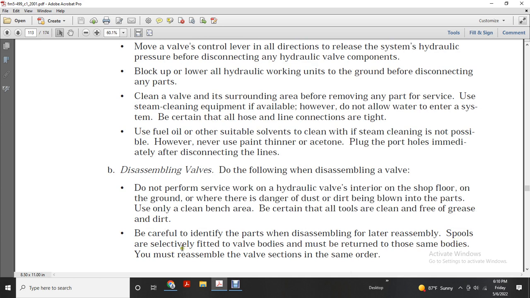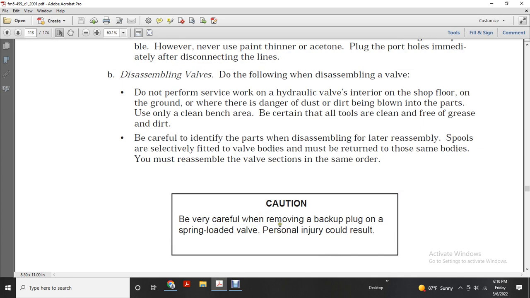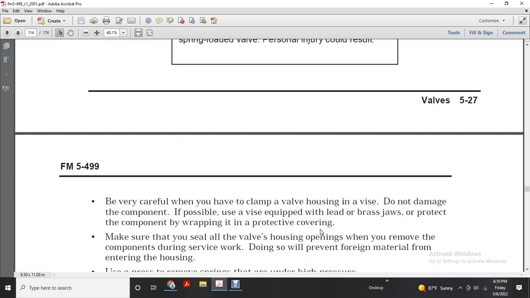When disassembling, the reassembled spool, which is selectively fitted to the valve body, must be returned to the same body, and the valve sections must be reassembled in the same order. Caution: be very careful when removing the back plug on a spring-loaded valve, as injury could result.